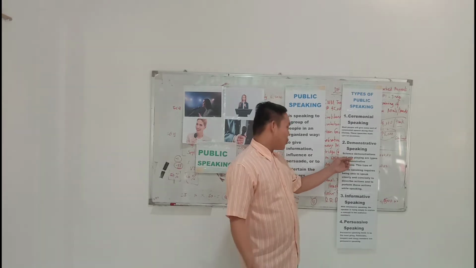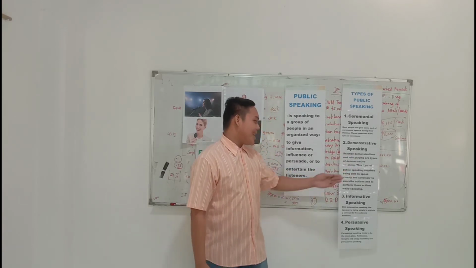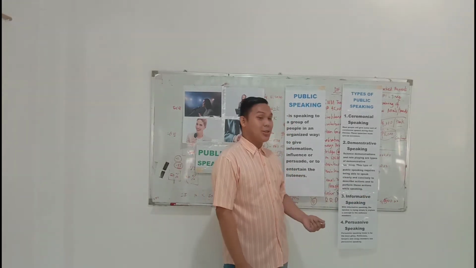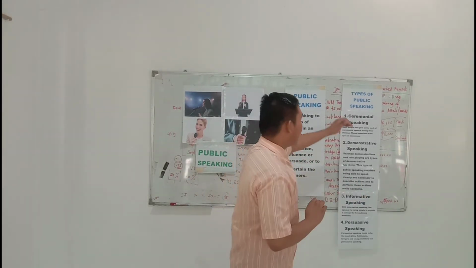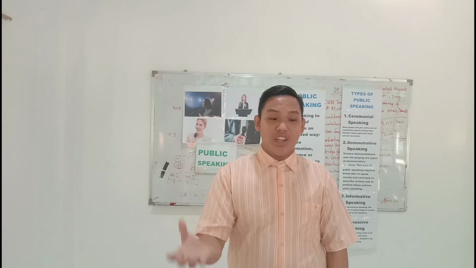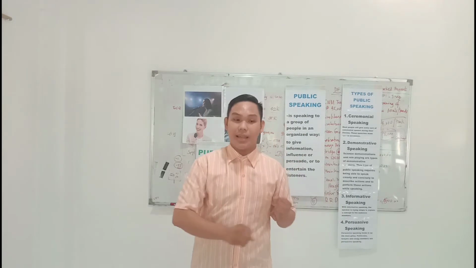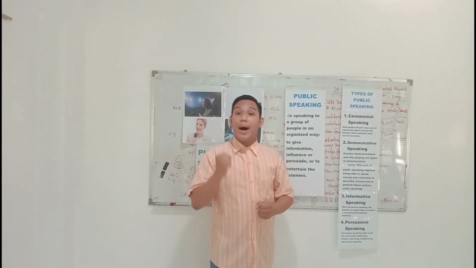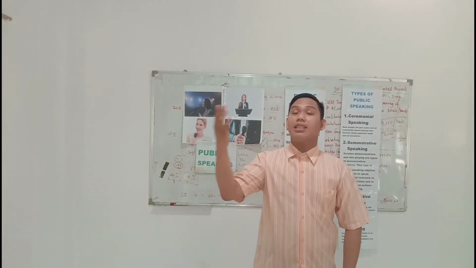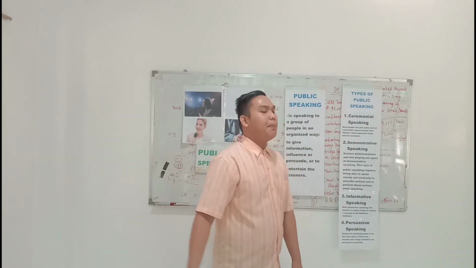Next is demonstrative speaking. This type of public speaking requires being able to speak clearly and concisely to describe actions and to perform those actions while speaking. So demonstrative speaking is all about giving a demonstration, it's all about the process. It's all about the demo, what I'm doing right now. This is an example of demonstrative speaking. You are informing the process, you're demonstrating the ways, for example, I'm giving you the process of public speaking.